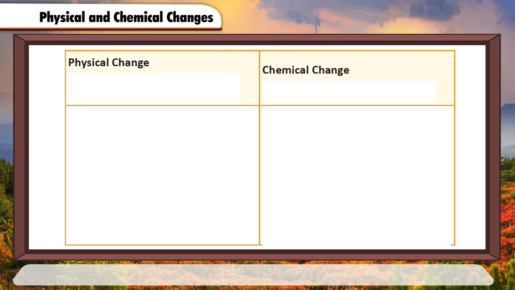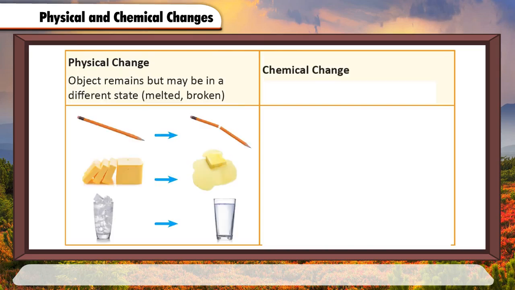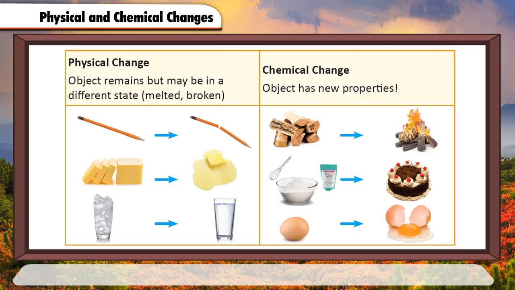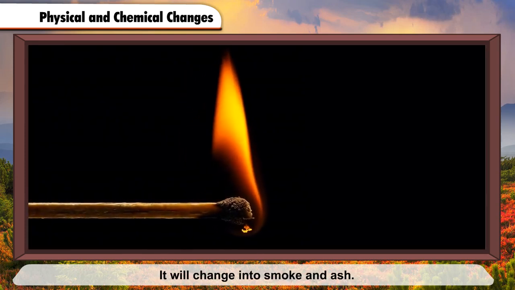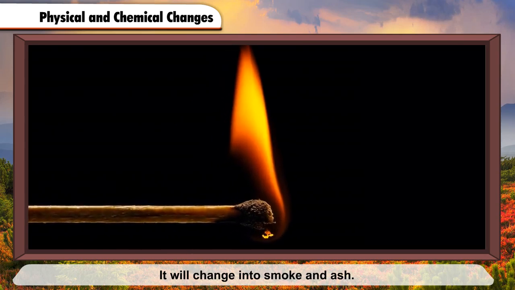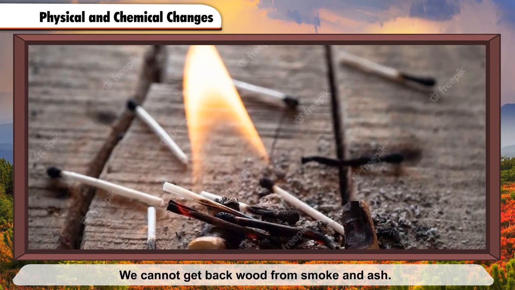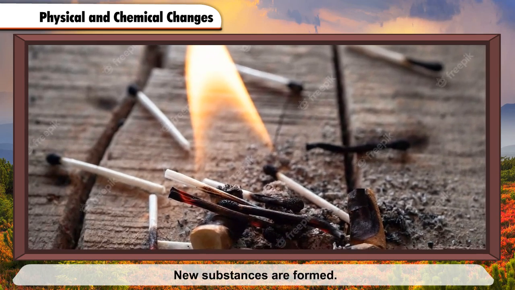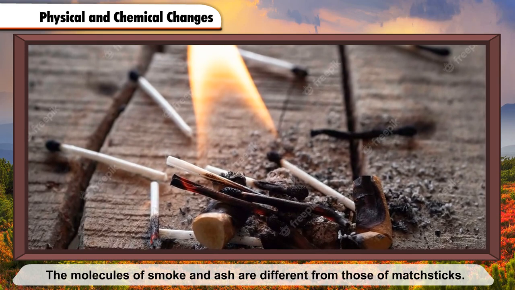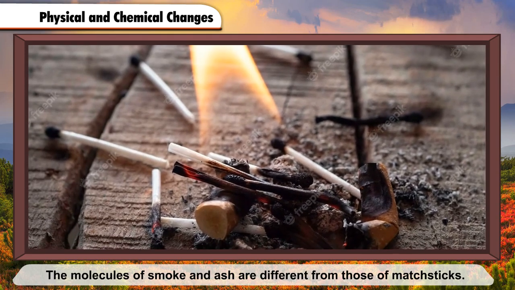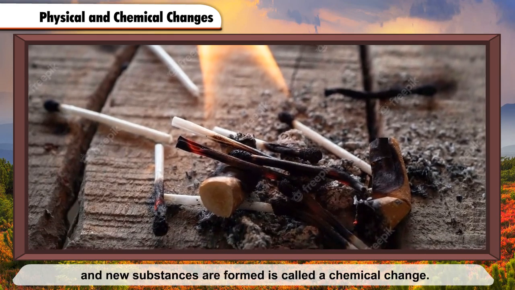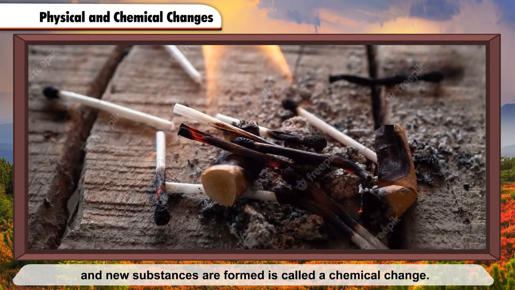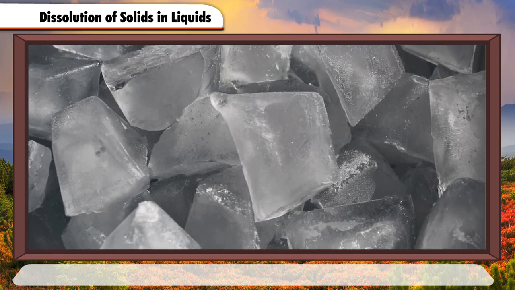Physical change: the object remains but may be in a different state, melted or broken. Chemical change: the object has new properties. Now, with the help of an adult, light a matchstick. It will change into smoke and ash. We cannot get back wood from smoke and ash. New substances are formed. The molecules of smoke and ash are different from those of the matchstick. A change in which the nature of the molecules of the substance changes and new substances are formed is called a chemical change.